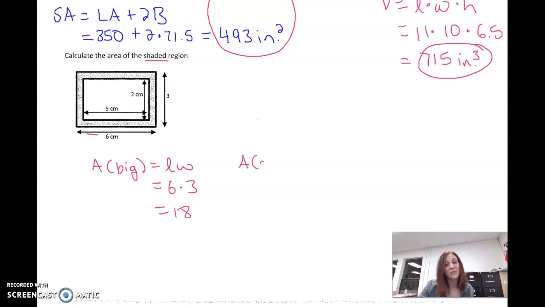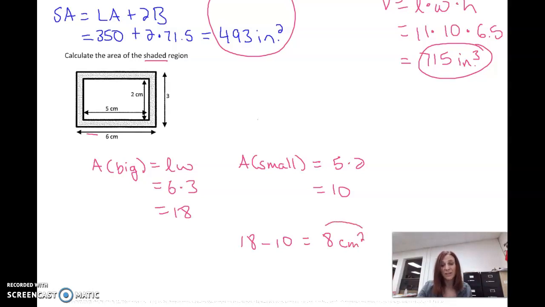Then I need to find the area of the smaller rectangle on the inside. So that is 5 times 2. Again, we're still doing length times width. It's rectangles. 5 times 2 is 10. So if I want just the shaded region, I subtract. Take the area of the whole thing, minus the part I don't want, and that is going to be 8. And this area is square centimeters.